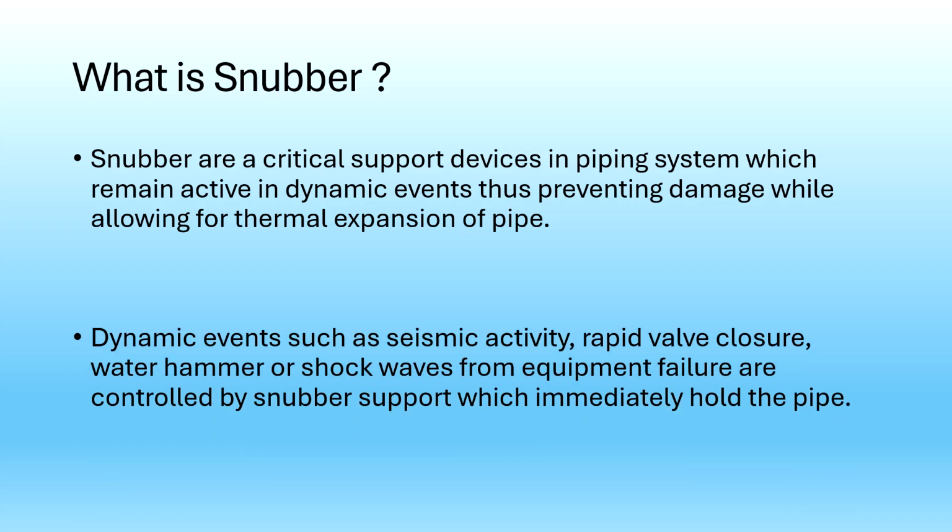Now, what are the dynamic events? Dynamic events such as seismic activity, rapid valve closure, water hammer, or shock waves from equipment failures are controlled by snubber supports. During this activity, there is sudden jerk or displacement of the pipes. In order to hold those displacements, the snubber comes into the picture and holds the pipe.